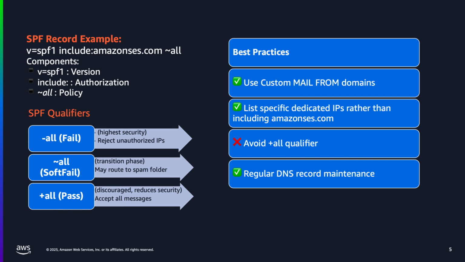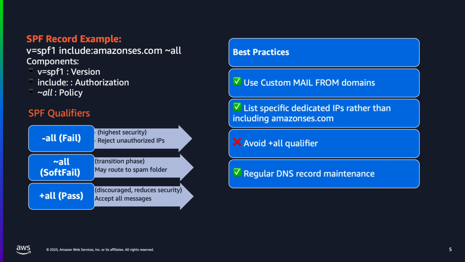+all, pass. This tells mailbox providers to accept any message from IP addresses that are not explicitly listed in the SPF record of your domain regardless of your SPF checks. It's important to note that +all is generally discouraged as it negates the security benefits of SPF. You should aim for a policy that either explicitly allows messages from authorized IPs or rejects messages from unauthorized ones.